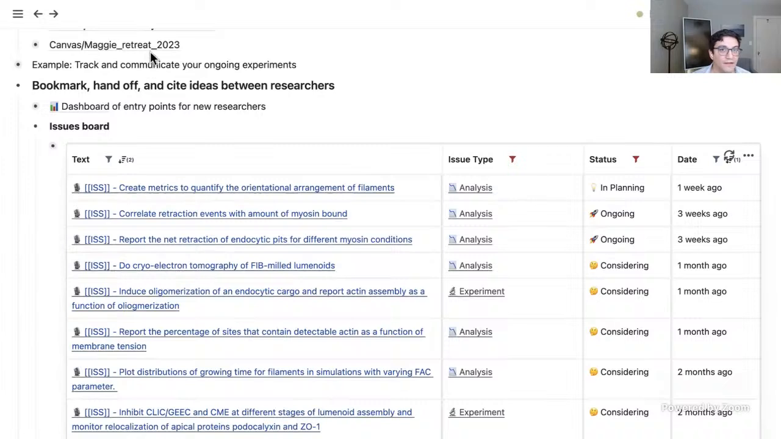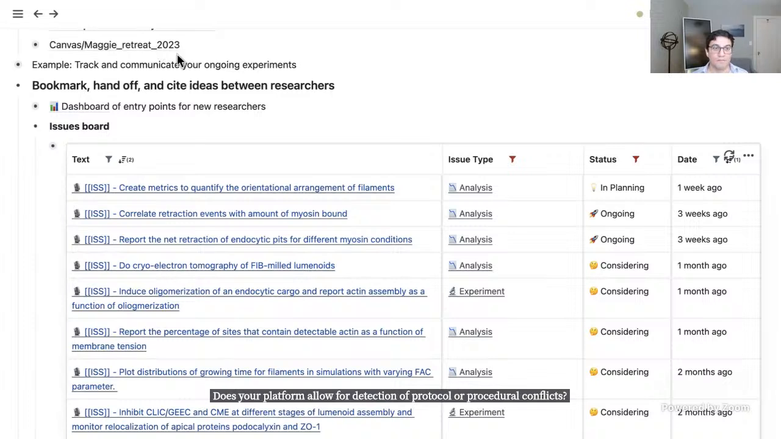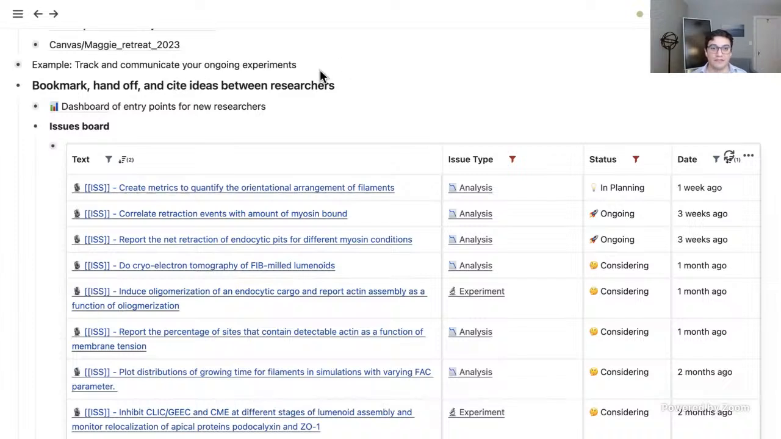Matt, we have a question in the chat. Yanis is asking, does your platform allow for detection of protocol or procedural conflicts, inconsistencies in the prescribed methodologies, and so on? So there is space to be able to implement those kinds of checks.